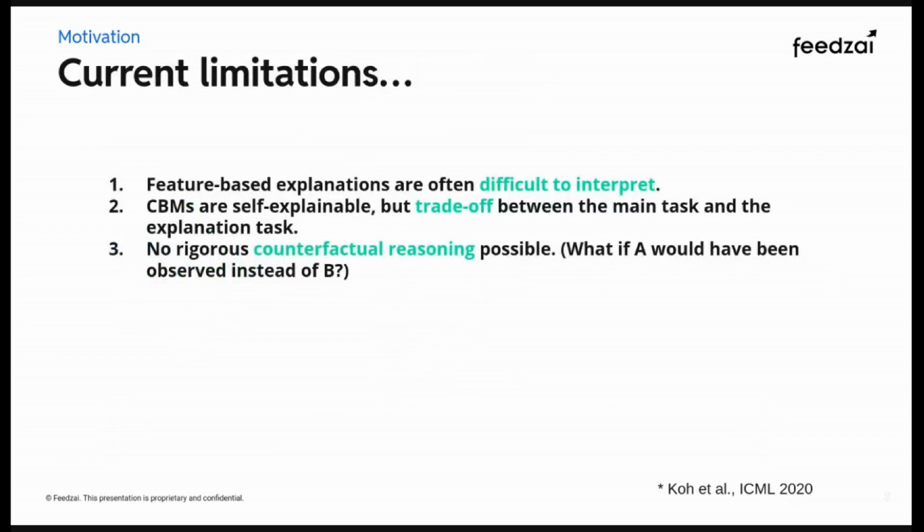So to briefly summarize the limitations of current explainability methods, first, feature-based explanations are often difficult to interpret. Using concept-based explanations improves on this, but leads to trade-offs between the main task and the task of mapping the inputs to the concepts. Finally, a point that we haven't discussed so far is that none of the above methods allow for counterfactual reasoning, meaning that they don't allow us to reason about alternative outcomes.